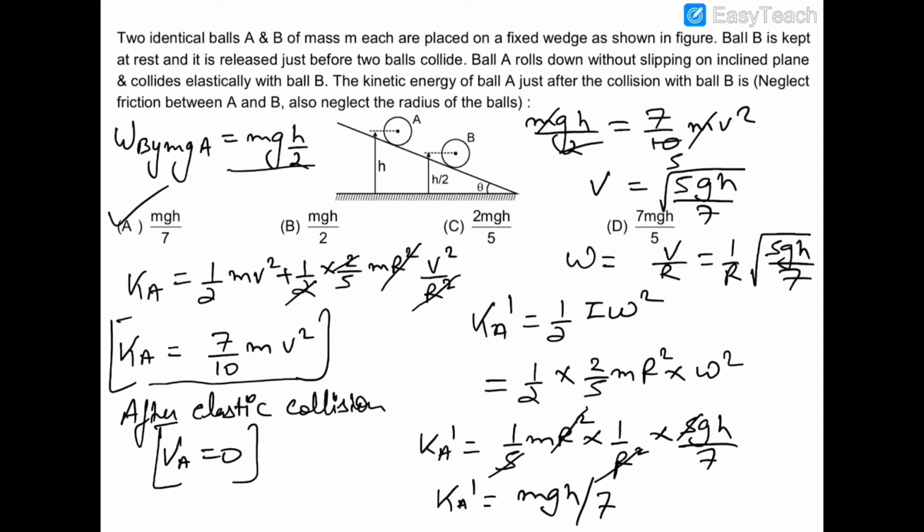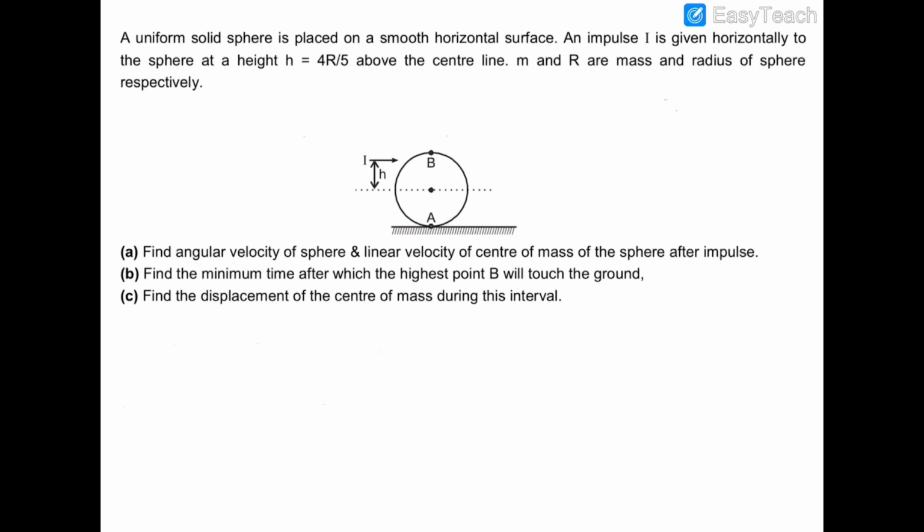Now let's move on to the next question. In this question, there is a uniform solid sphere which is placed on a smooth horizontal surface. An impulse I is given horizontally to the sphere at a height of 4r by 5 above the center line, and m and r are the mass and the radius of the sphere. Now we have to find out the angular velocity and the linear velocity of the center of mass of the sphere just after the impulse is given.